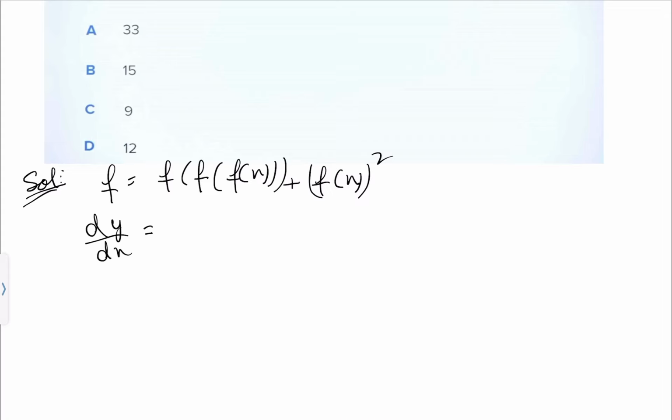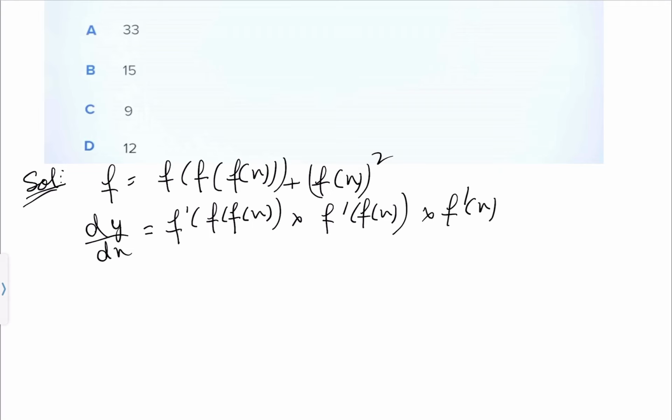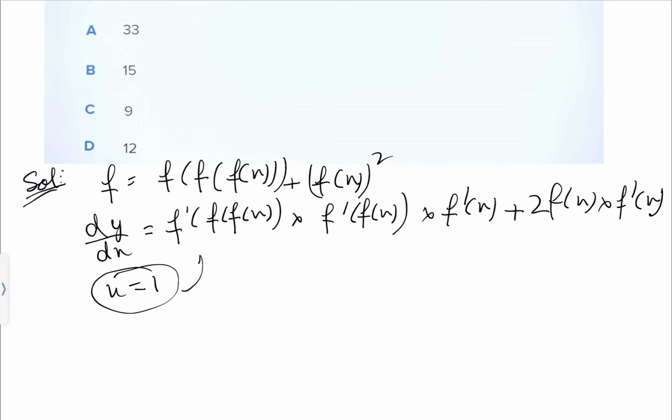We will apply our chain rule. First we differentiate the outermost term, which is f dash of f of x, into the inner term f dash x, plus, now we differentiate our second term, which is twice of f of x, into the derivative of the inner term, which is f dash x. Now we put x equals to 1 and find this value.